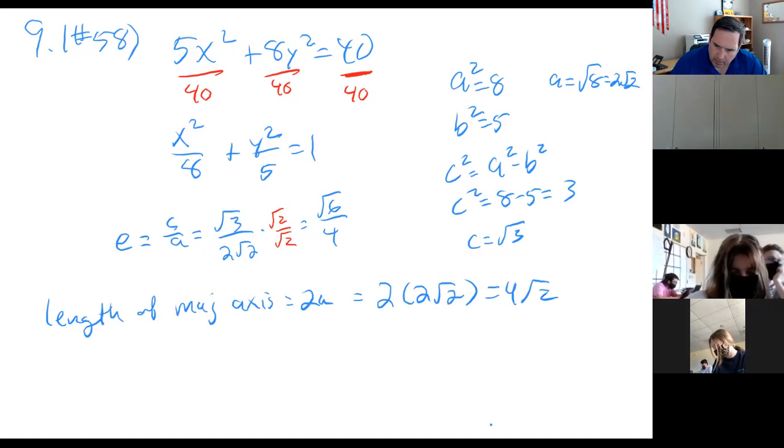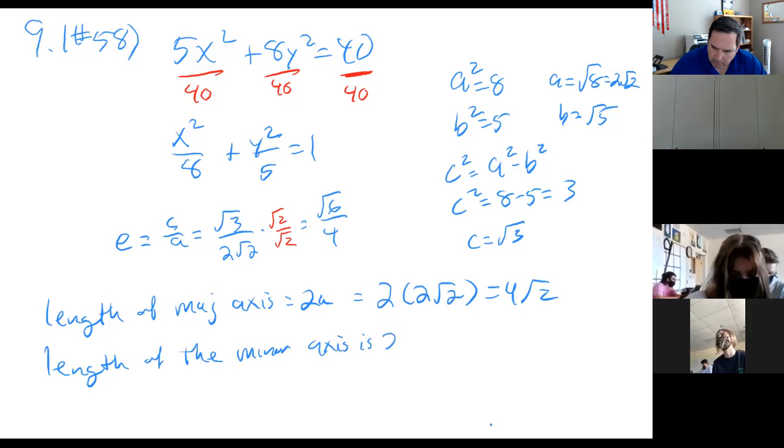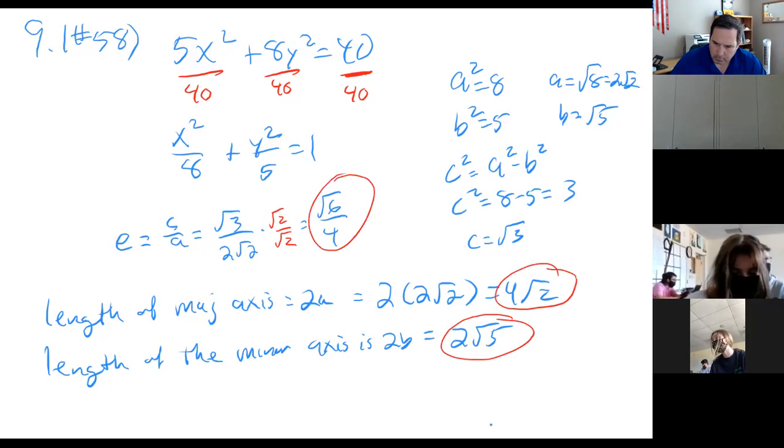And then our b squared is 5, so b must be the square root of 5. The length of the minor axis is 2b. So that's going to be 2 times the square root of 5, and we'll leave it like that. Okay, does that answer the question?